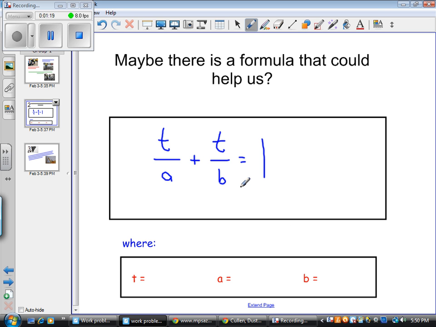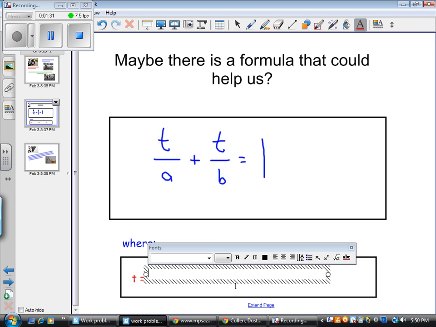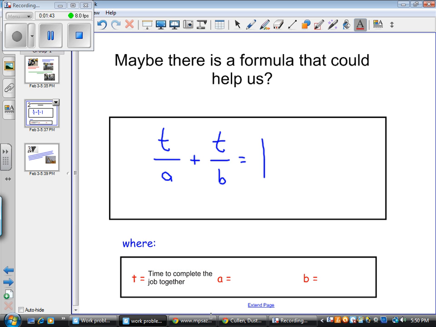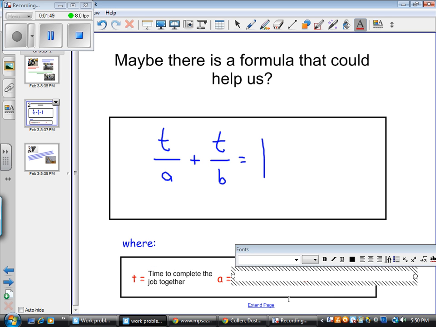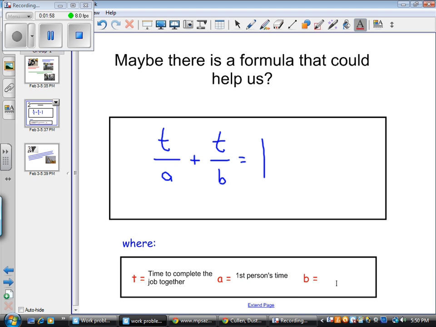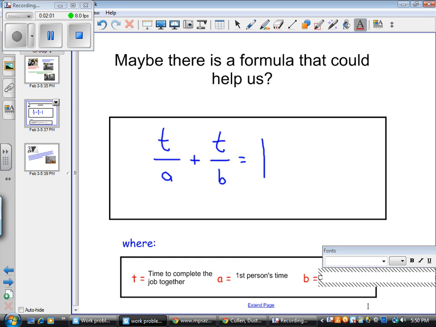All right. Now, right now, that probably just looks like a bunch of variables inside a box for you, and I understand that. So let's identify what these variables are. The letter T stands for the time to complete the job together, as a group or as a pair. The A is going to stand for the first person and their time, so the time that it takes the first person. And then the B is going to just stand for the second person's time.